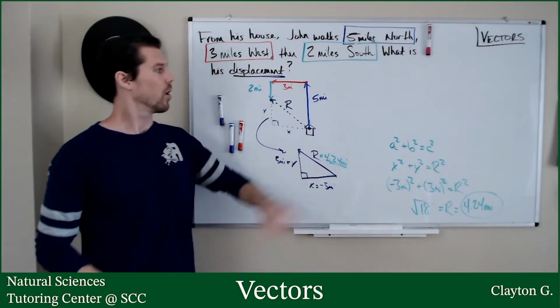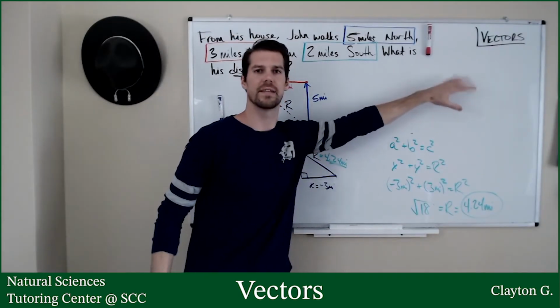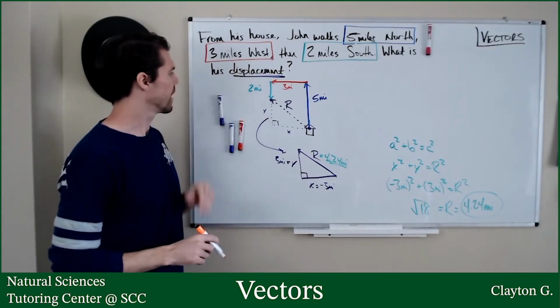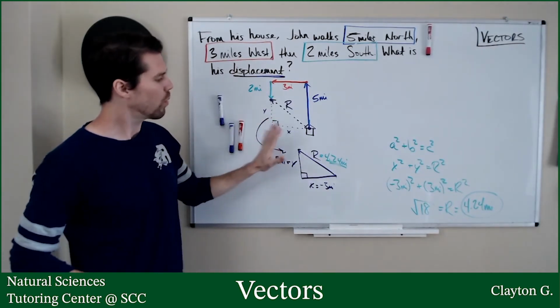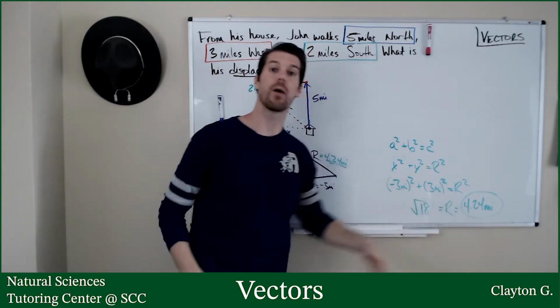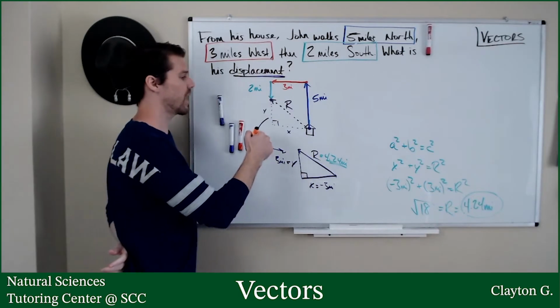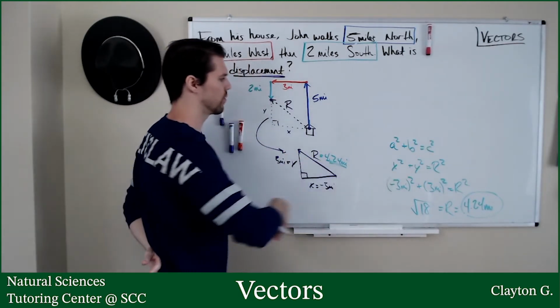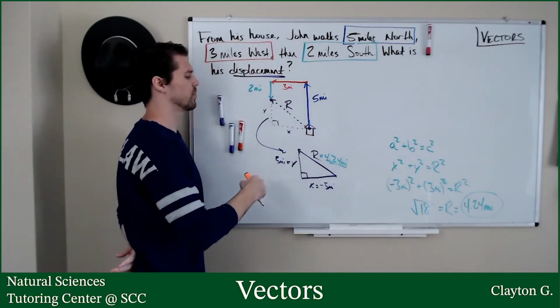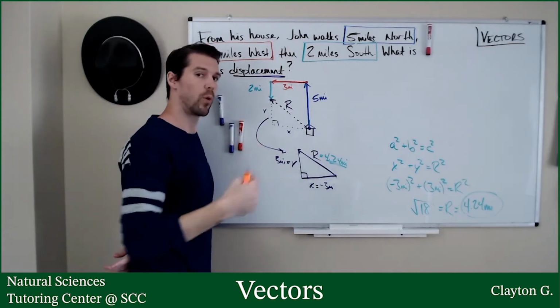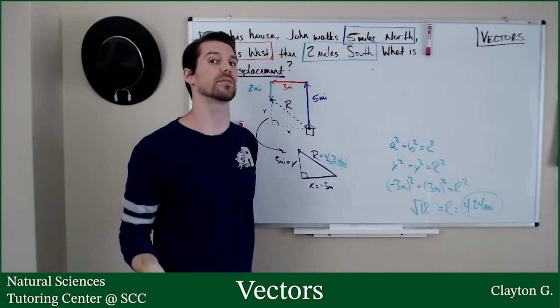Okay, welcome back. All I did was erase our little x-net equations over here. So hopefully you have those. So what we found was the magnitude. Now we need to find the direction. And here's why. If I say that r is 4.24 miles, our resultant vector is 4.24 miles, that means that John is 4.2 miles away from his house.